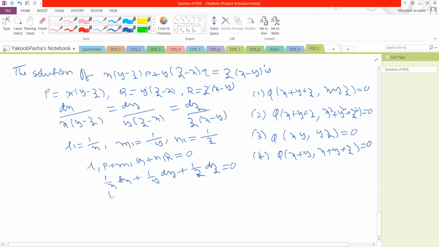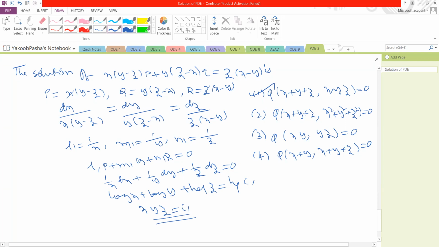Now integration: log x plus log y plus log z is equal to log c1, some c1 or c2 whatever. So we can write it as xyz is equal to c1. Okay, xyz అనే టర్మ్ ఎక్కడ ఉందో చూడండి, ఓన్లీ ఫస్ట్ ఆప్షన్ లోనే ఉంది. ఓకే, కాబట్టి ఫస్ట్ ఆప్షన్ ఇస్ ద రైట్ ఆప్షన్.